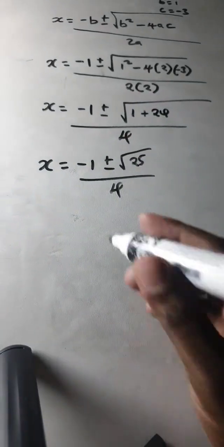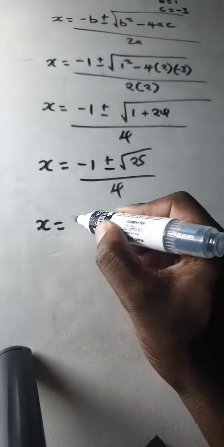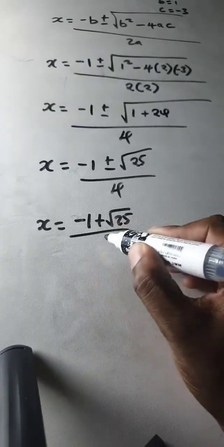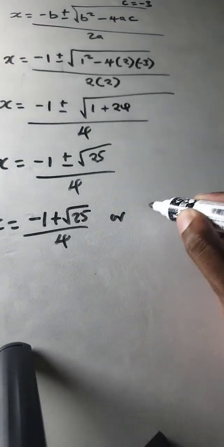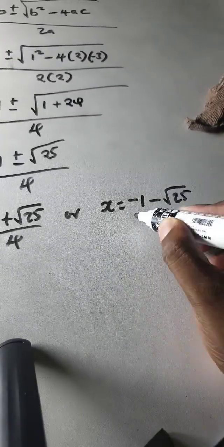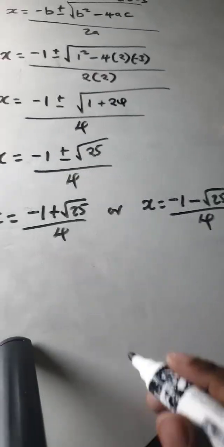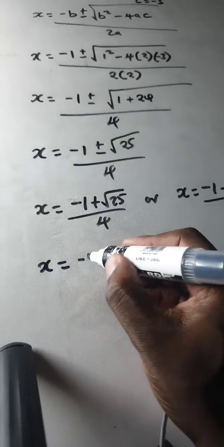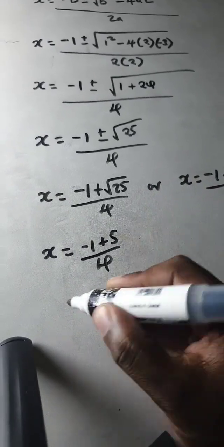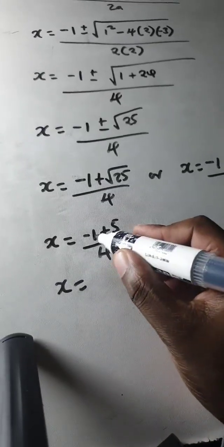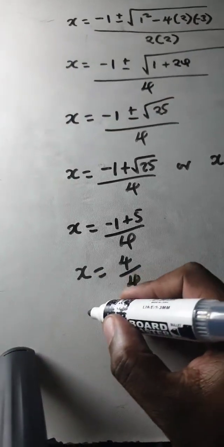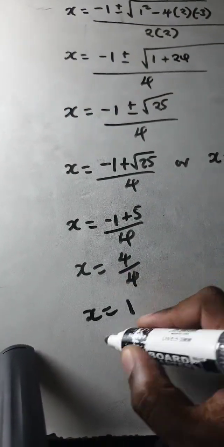So we can split it like this now. x is equal to negative 1 plus root 25 over 4, or x is equal to negative 1 minus root 25 over 4. x is equal to negative 1, what is square root of 25? It's 5. So plus 5 over 4. So x is equal to negative 1 plus 5, which is 4. So you have 4 divided by 4. x is equal to 4 divided by 4, it's 1.